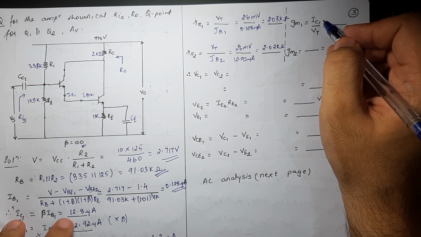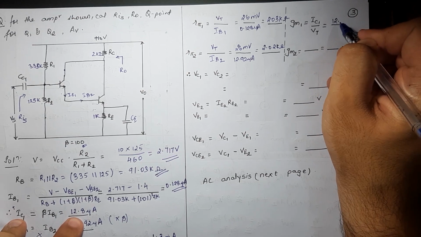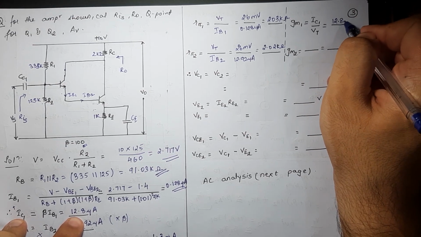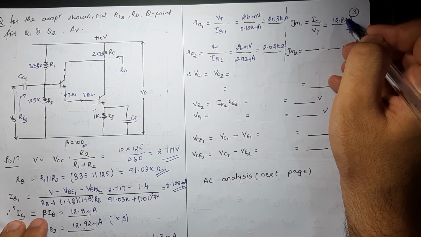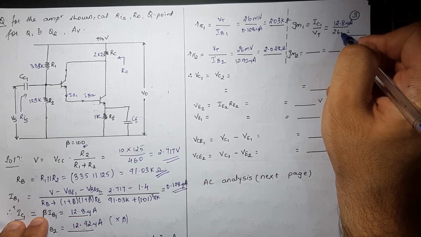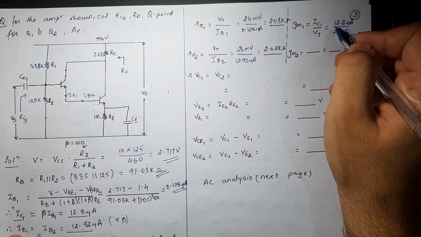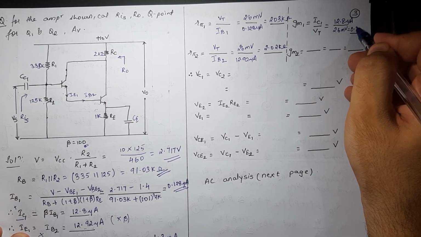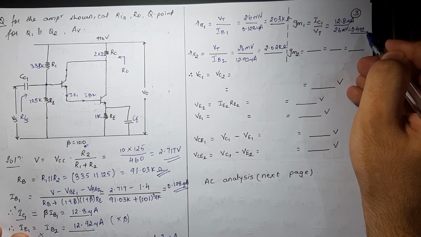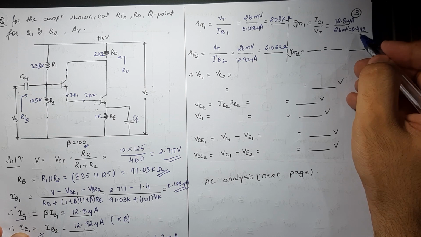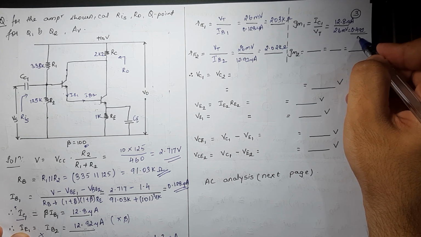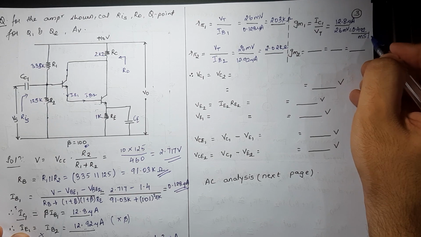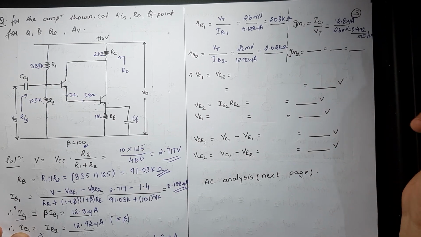IC1, according to our calculations, we have received as 12.8 microamps upon the thermal voltage, which is nothing but 26 millivolt. The value of GM1, I have received as 0.492 units for GM. Anyone? Millisiemens, or you can have it as mho, the inverted ohm sign.